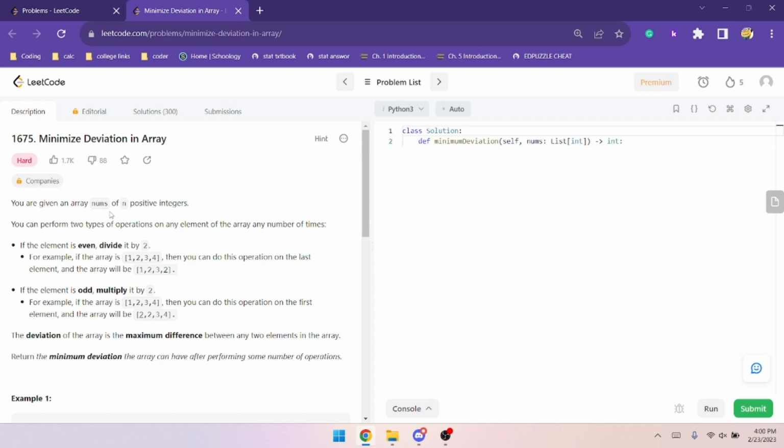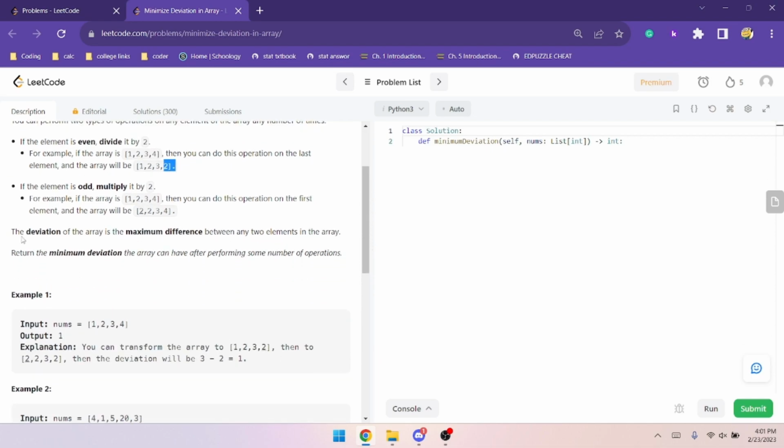You're given an array nums of n positive integers. You can perform two types of operations on any element of the array. If the element is even, you can divide it by 2. If it's odd, you multiply it by 2. For example, if the array is 1, 2, 3, 4, then you can do this operation on the last element. Then if it's odd, you multiply by 2. For example, 1 gets multiplied by 2 and 4 gets divided by 2.